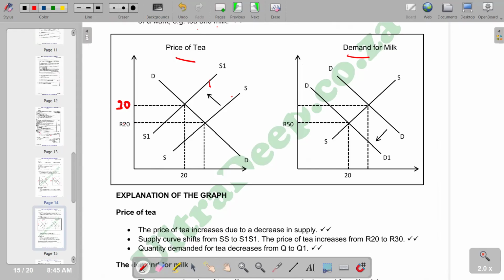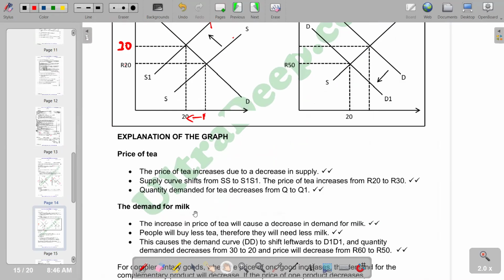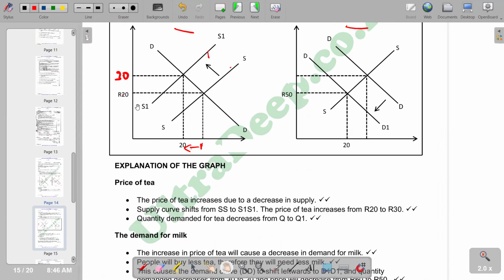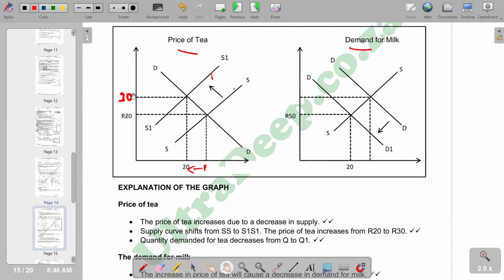So that's what we have in terms of effect on T. And then the quantity demanded for T decreases from Q to Q1. So we have got a decrease in quantity from this point to 20. So that's what we have. And then what is going to affect the demand for milk now? So when we have the price of tea increasing, it means it's now more expensive to drink tea. So at the same time, milk cannot be demanded, since milk also should be demanded at the same time with the tea. So if it becomes expensive for tea, it's going to affect demand for milk. It's going to be less demanded also.